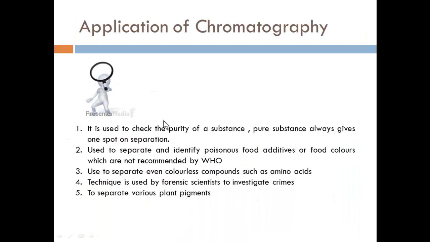Applications of chromatography: first, it is used to check the purity of a substance. A pure substance always gives one spot on separation. Second, it is used to separate and identify poisonous food colors or additives which are not recommended by WHO. WHO means World Health Organization. Third, it is used to separate even colorless compounds such as amino acids. In this case, we use a locating agent, which is ninhydrin. Fourth, the technique is used by forensic scientists to investigate crimes. Fifth, to separate various plant pigments.